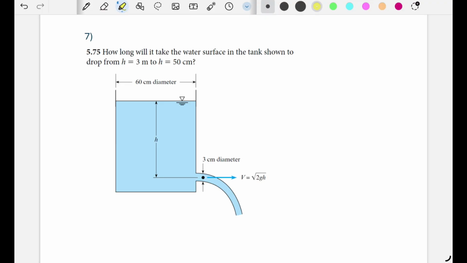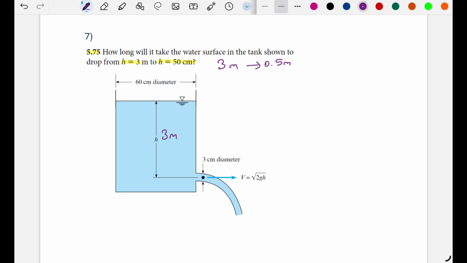This is question 7, 5.75. The question says: how long will it take the water surface in the tank shown to drop from 3 meters to 50 centimeters? So briefly, we have a water depth which is 3 meters, and this is h, and it should drop from 3 meters to 0.5 meters.